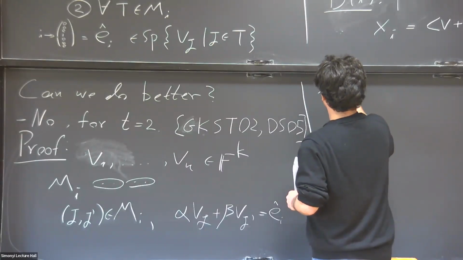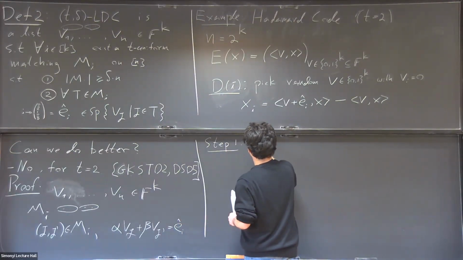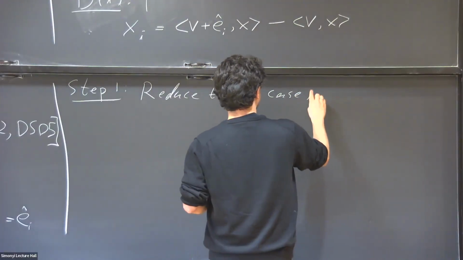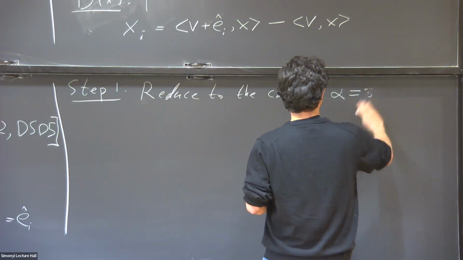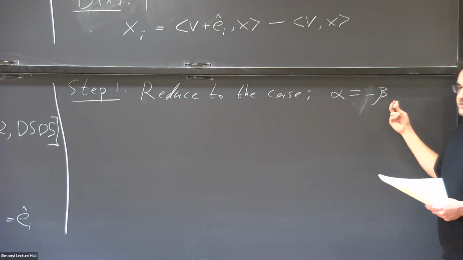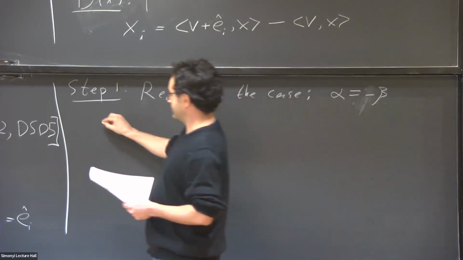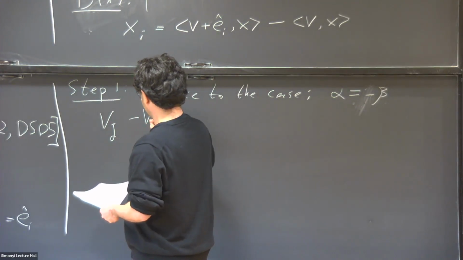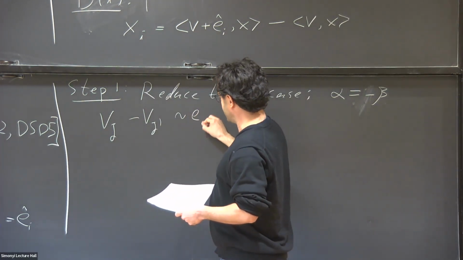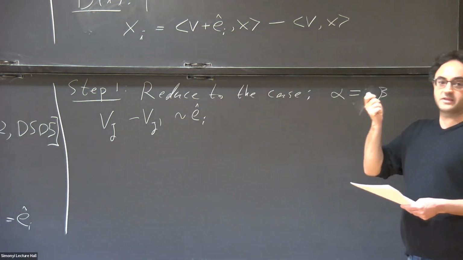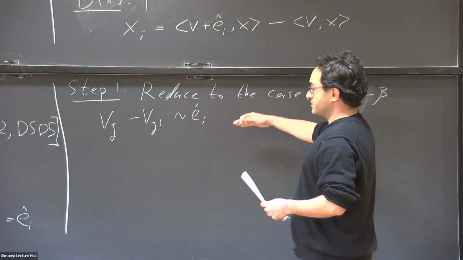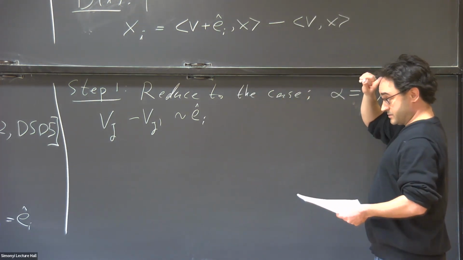So the first step, I'm going to reduce to the case where alpha is equal to minus beta. Why is this good? If alpha is minus beta, it means that for every pair of points, if you look at these two vectors, their difference is proportional to ei. So they only differ in the ith coordinate. It's a very strong condition. It's a very combinatorial condition. And once we know that, we'll finish the proof.